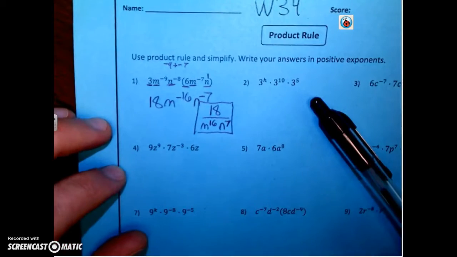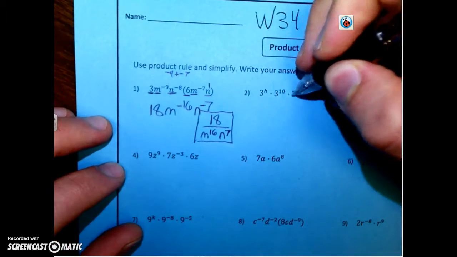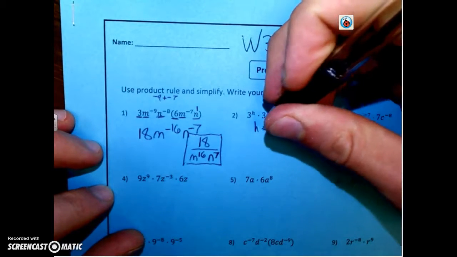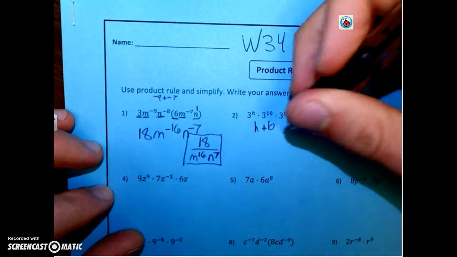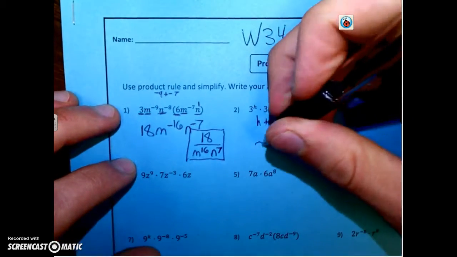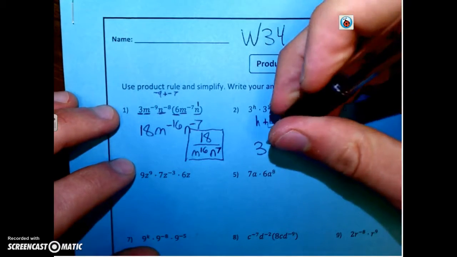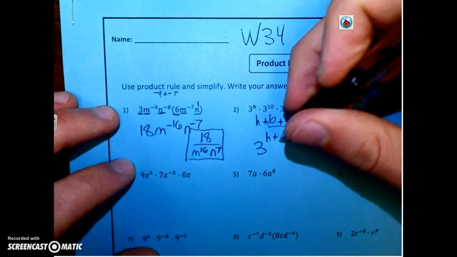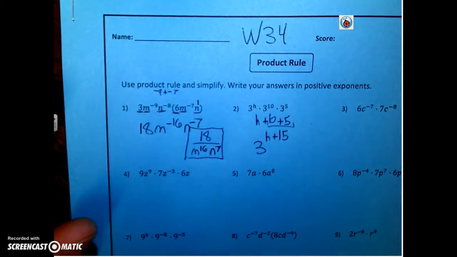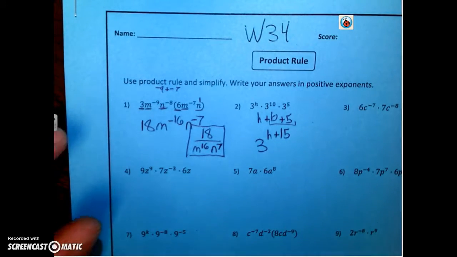Now on this one here, this one we never really covered in class. We've got the same base here, so we'd have to add our exponents. So really what we're looking to do is do h plus 10 plus 5. We'd add some like terms here. So really this would just be a 3 to the h plus 15 power here. Now don't worry about ones like that. We didn't per se look at those in class.